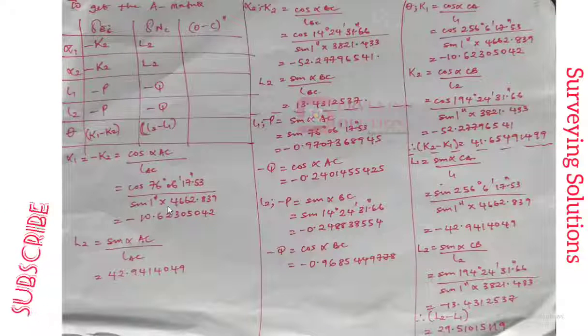So these are the values. This is your K2, your L2, your K2, your L2, your minus P, your Q, your P, your Q, then your K1 minus K2, and then your L2 minus your L1. These are all the elements of your A matrix. And we are going to show you on Excel how you would manipulate it. So we are going to see you on Excel very, very soon.